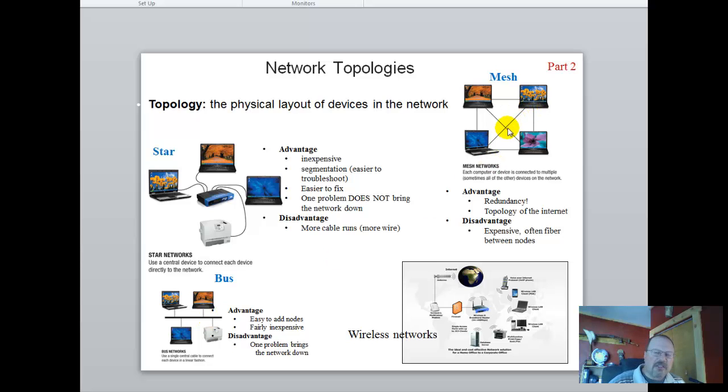A mesh topology, this looks like the internet itself, because you can imagine routers, a router, a router, a router. And the advantage is redundancy. If this line breaks for whatever reason, there are at least two different ways to get information from point A to point B. That's the idea behind the internet and routers. So it's a topology of the internet. A disadvantage is it's expensive, and often you have very fast fiber lines in between the particular nodes themselves. So again, the redundancy is a really good thing, but for that redundancy, you have to pay something, and that's the trade-off.